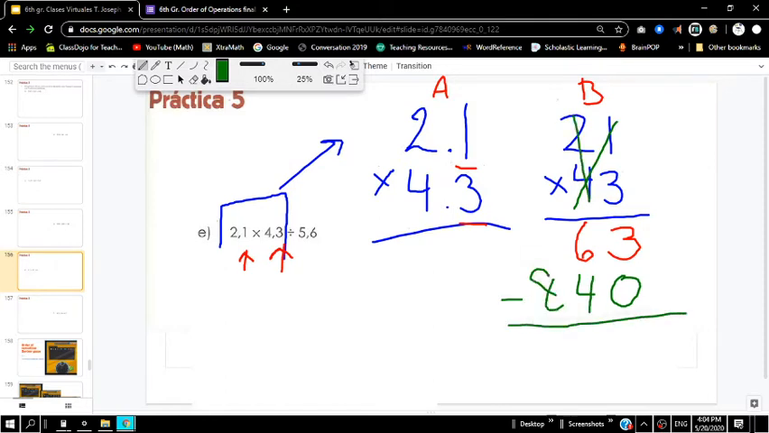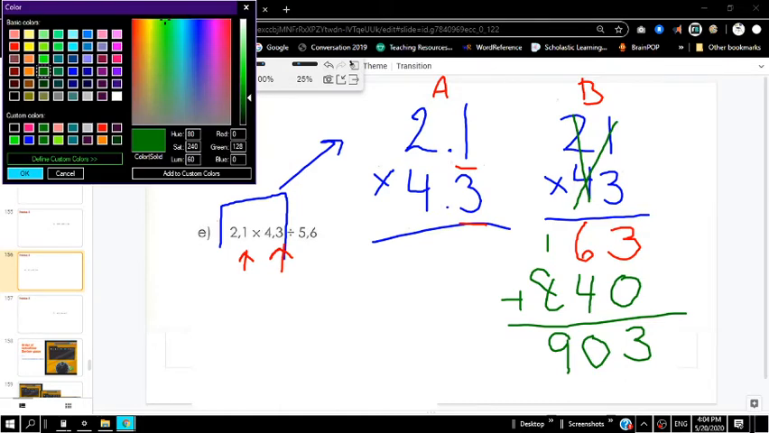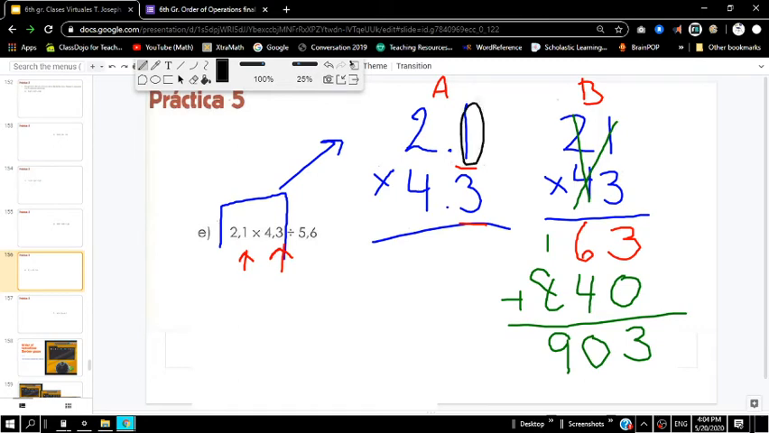Okay, I'm going to add: 3 plus 0 is 3, 6 plus 4 is 10, carry my 1, 8 plus 1 is 9. So 903 appears to be my answer, but I cannot forget that I also have 2 decimal points that I need to represent in my answer, right? This one and this one. I'm going to divide this number by 100 because 100 has 2 zeros, right? So I'm going to divide by 100, which is the same thing as moving the decimal point over 2 spots. Okay, I'm making my answer a little bit smaller.